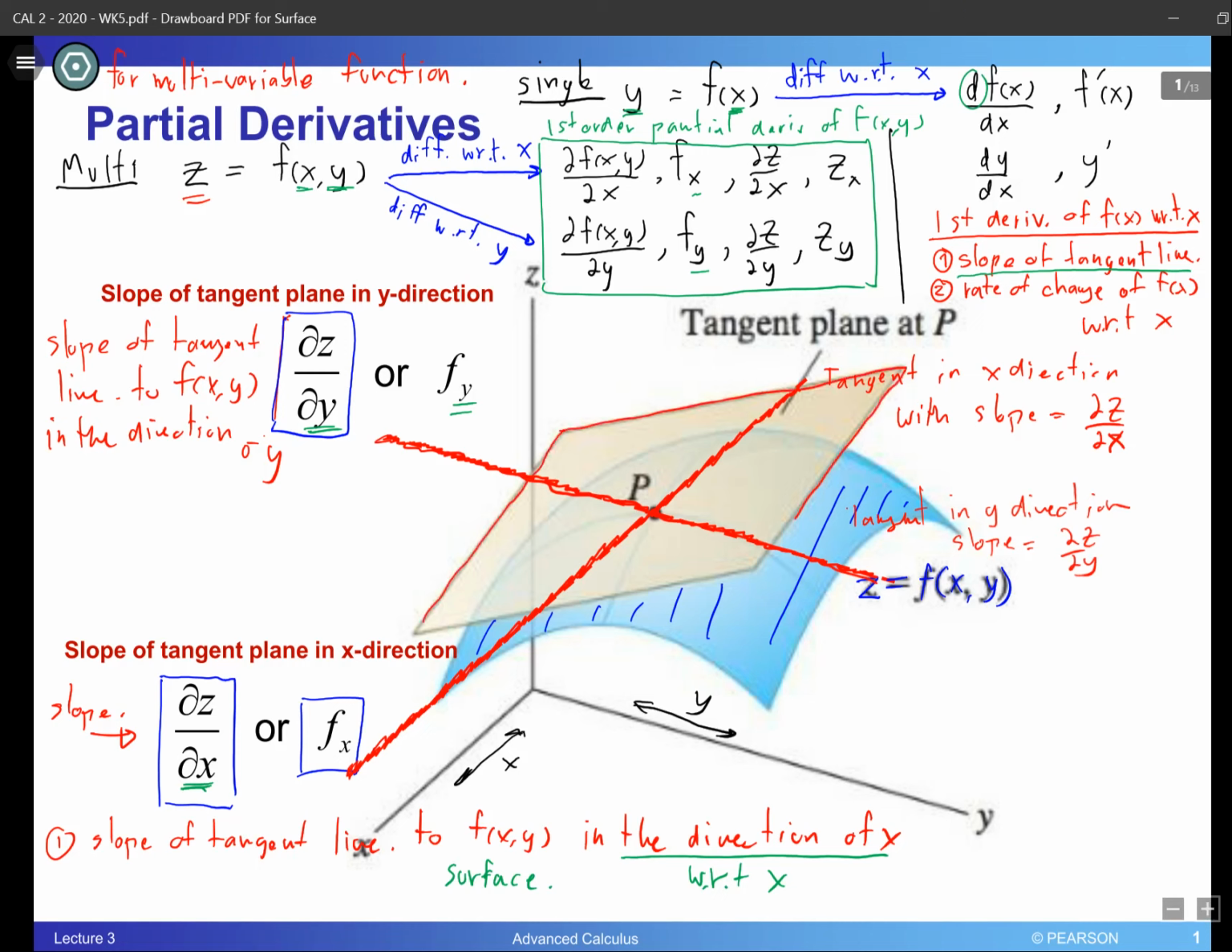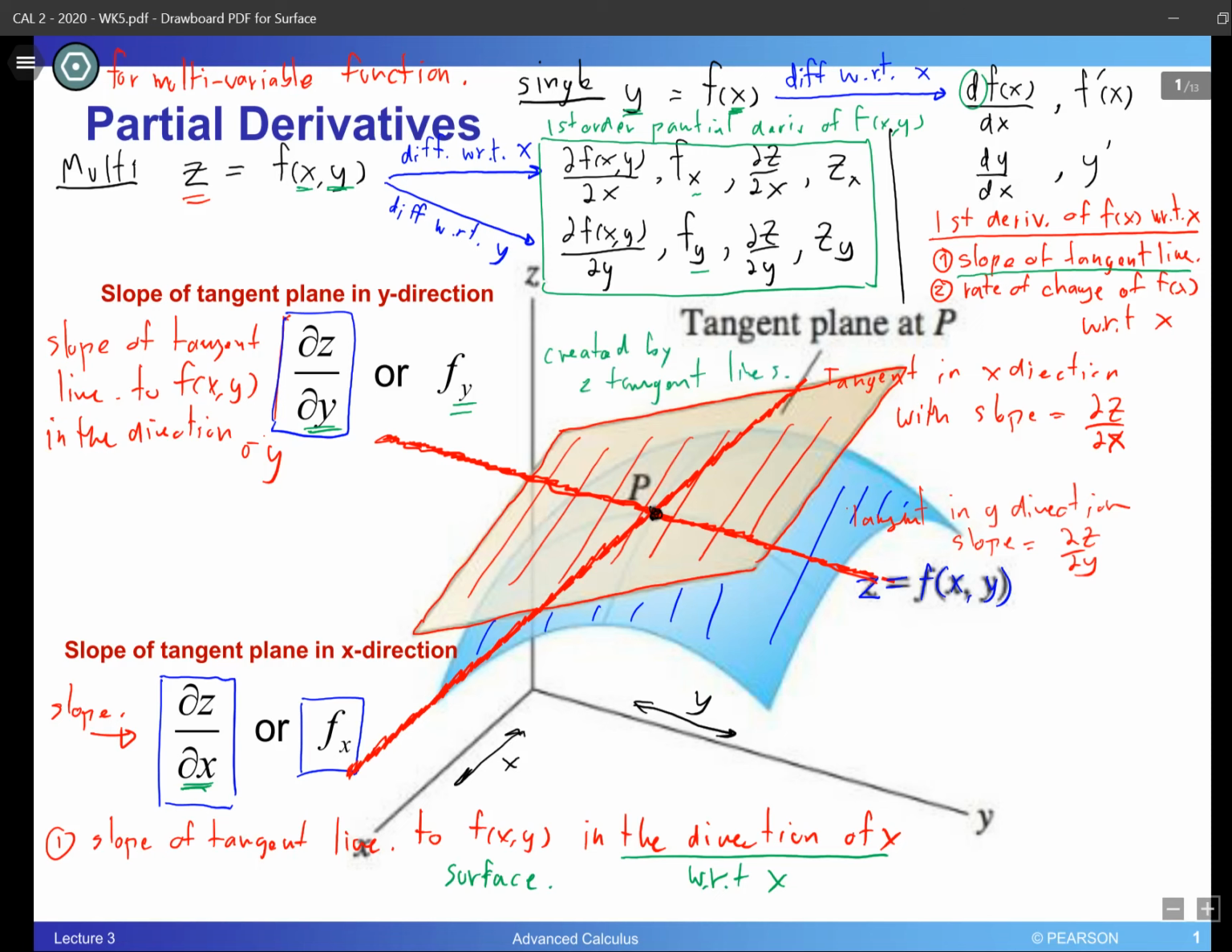So when we talk about the tangent of a surface, it has to be a tangent plane. Okay, so the tangent plane right here at point P is created by these two tangent lines.